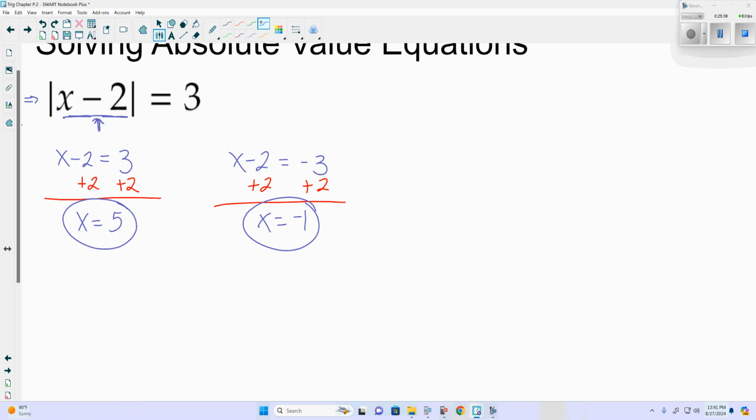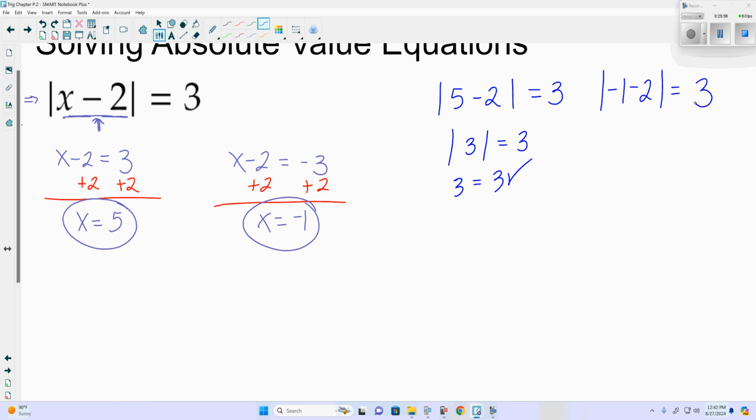And if we check this here with 5, the absolute value of 5 minus 2, to see if it is indeed equal to 3. Well, our 5 minus 2 is 3. Absolute value of 3 is 3, so we do have a true solution. We also have -1. Well, our -1 minus 2 is -3. Absolute value of -3 is 3. So we do have another true solution. So -1 and 5 work.